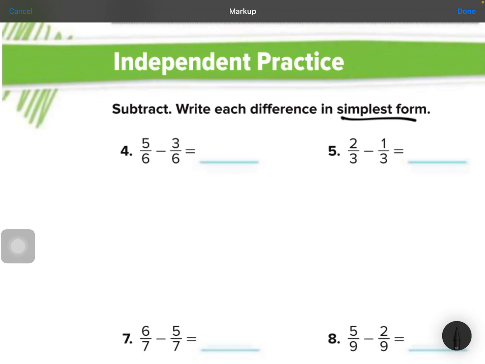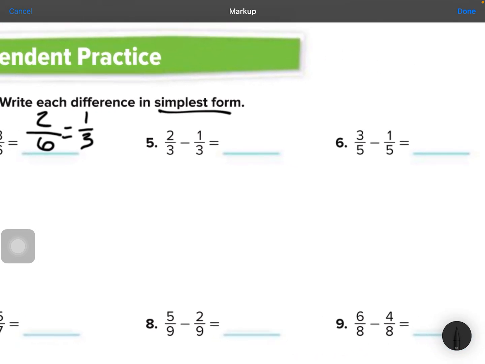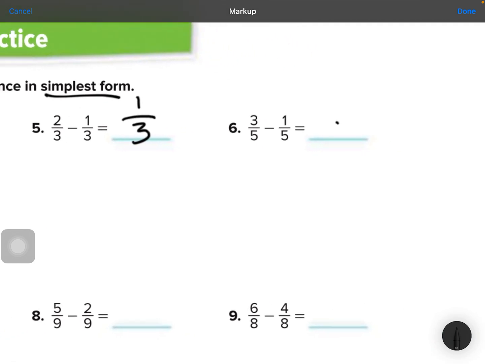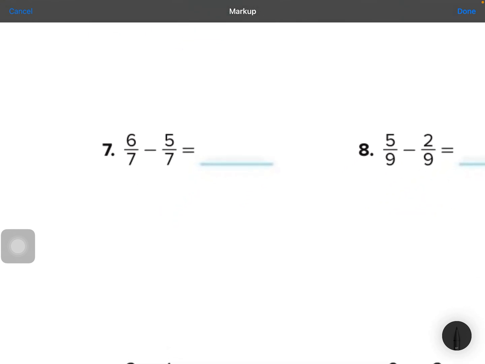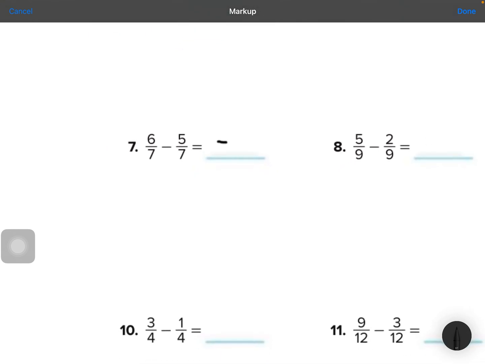Subtract, write each difference in simplest form. We're going to bring the denominator straight across because they are alike fractions. 5 minus 3 is going to be 2, and I can simplify that. 2 will go into 2 once, 2 will go into 6 3 times. Number 3, I'm going to bring the denominator 3 straight across. 2 minus 1 is 1, and that is as simplified as that number can get. Number 6. 5 comes straight across because that's the denominator. 3 minus 1 is 2. My answer is 2/5.